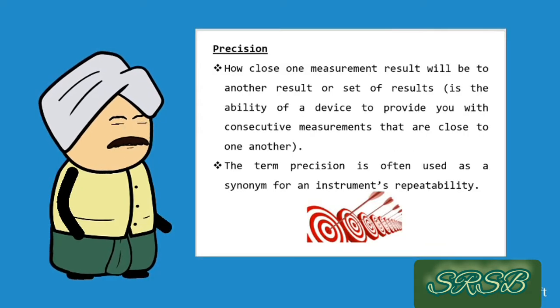Next we discuss what is precision. In precision, how close one measurement result is to another result or set of results. It is the ability of a device to provide consecutive measurements that are close to one another. The term precision is often used as a synonym for an instrument's repeatability. So you take measurements of one component a number of times, and based on how the instrument performs, we get that precise value.